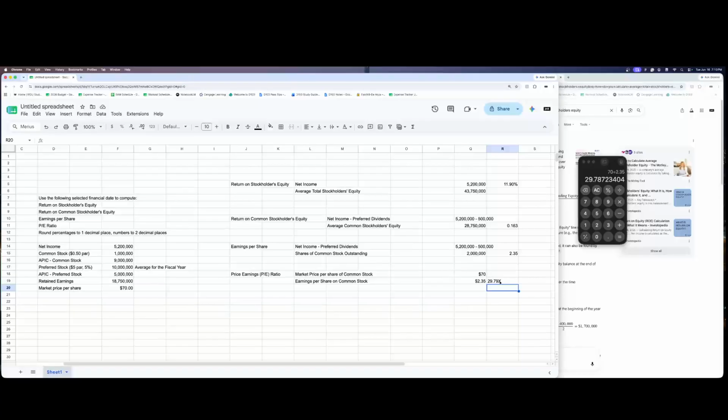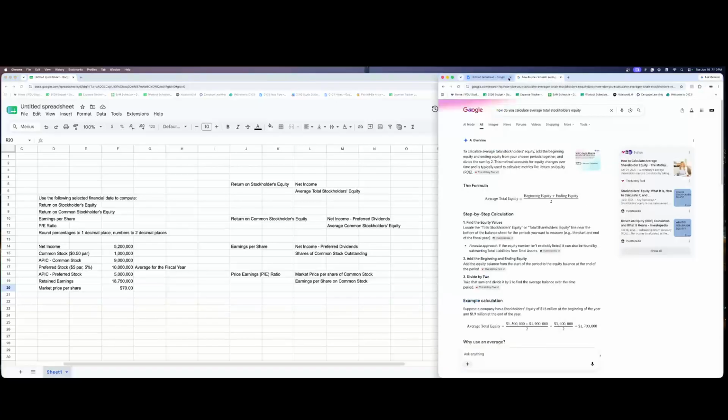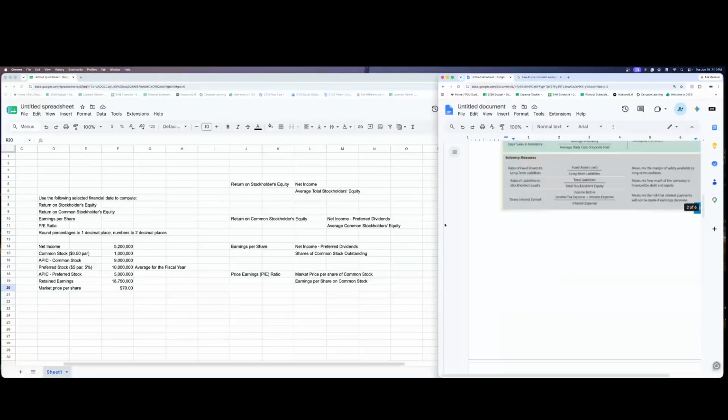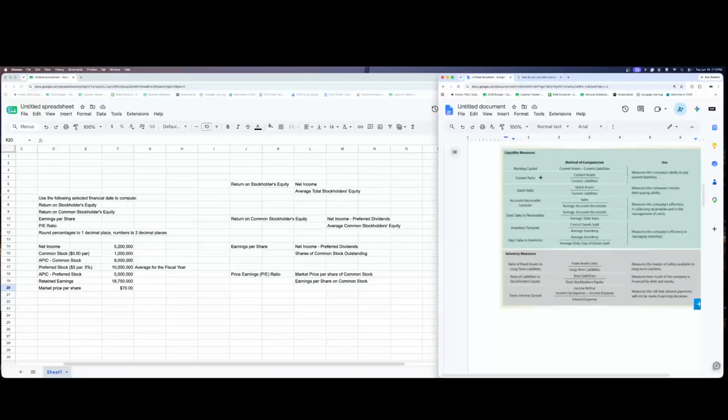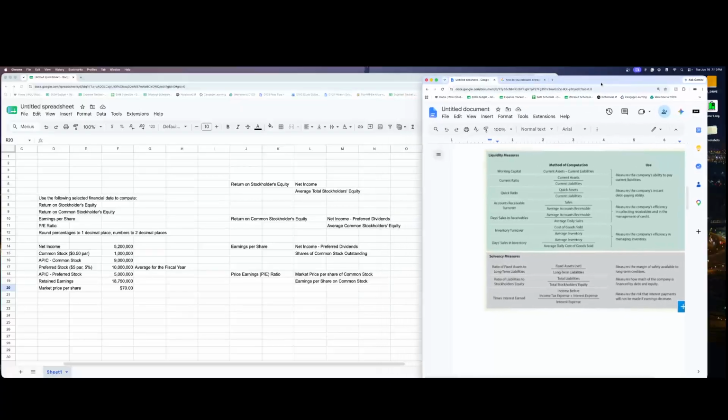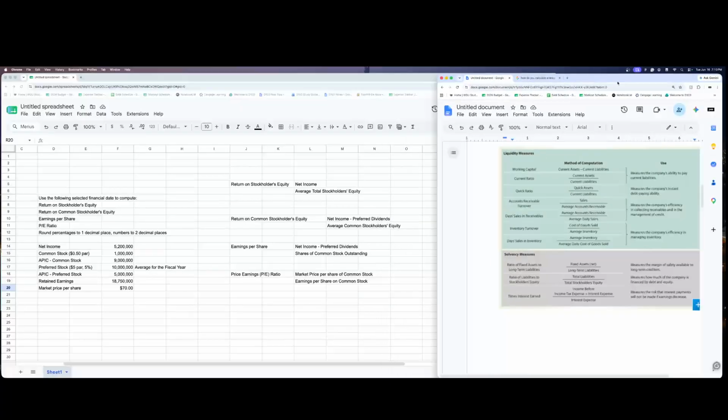Anyways, there are other ratios. For example, working capital ratio, current assets minus current liabilities. It's an important one. Quick ratio, current ratio, accounts receivable turnover. All these are very important ratios, but I'm going to end this video here.